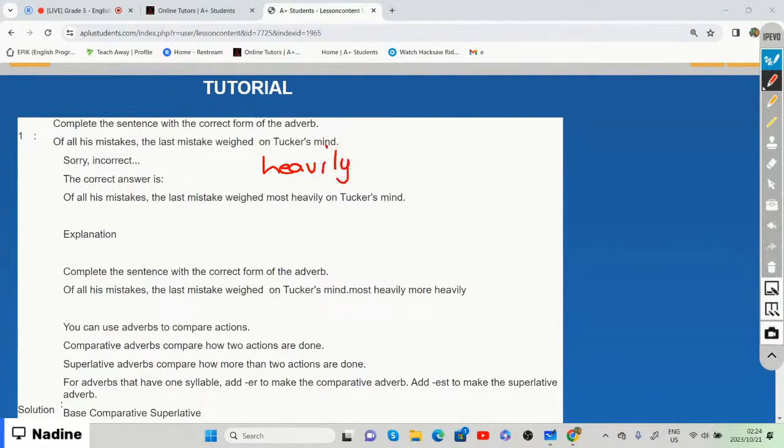But now if we look at heavily, right? Heavily has got three syllables, meaning it has got more than one syllable, right? And what do we say if we have more than one syllable? What do we add to the comparative as well as the superlative adverb? Do we just add er? Do we just add est? Do we add ier, iest? Do we add more? Do we add most?